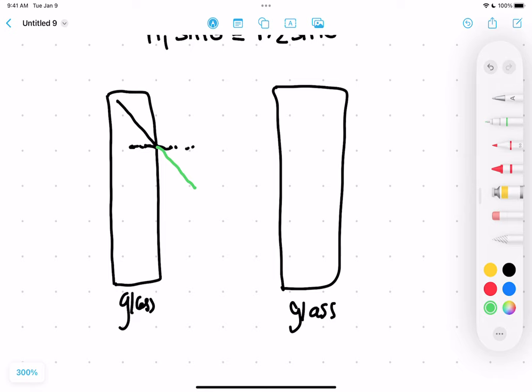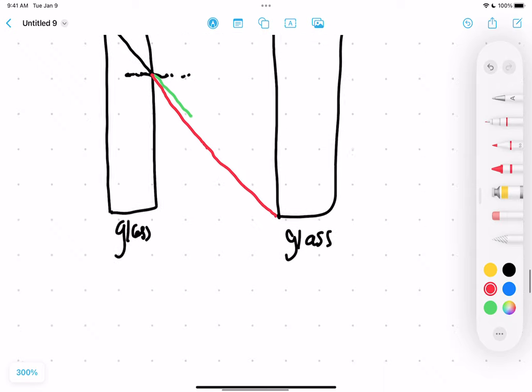So away from the normal is away from this dotted line here. So we want it where it bends like this, away from that horizontal line. It's getting farther from it. So if I can actually draw things properly, where it's bent away, I just have to extend this drawing.